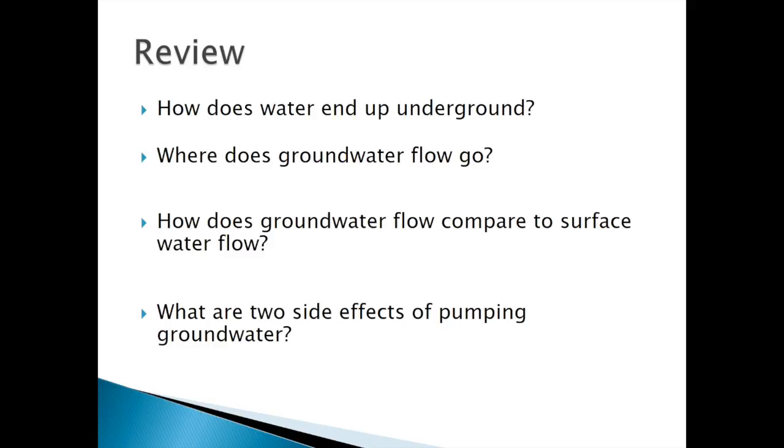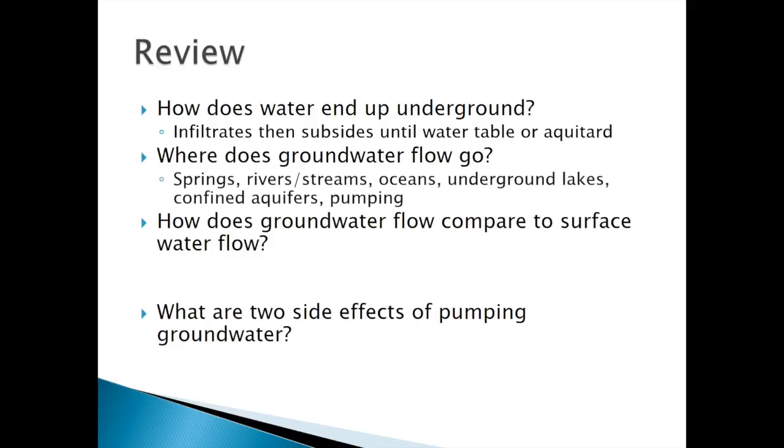How does water end up underground? It infiltrates, then subsides until it reaches the water table or an aquitard. Where does groundwater flow go? There are 6 possibilities: springs, rivers or streams, oceans, underground lakes, confined aquifers, or pumping.